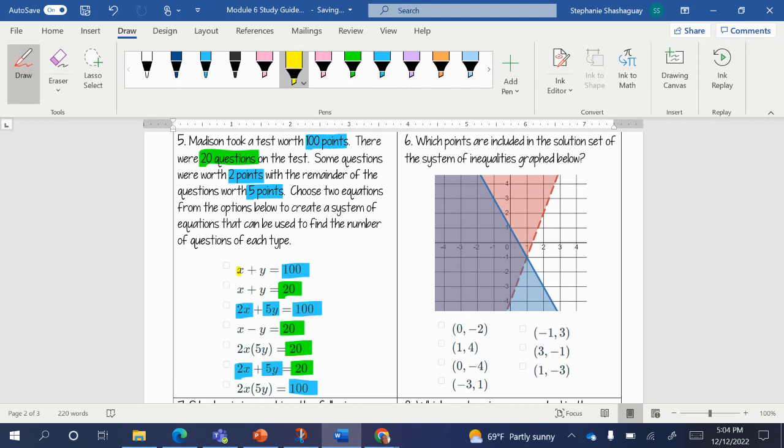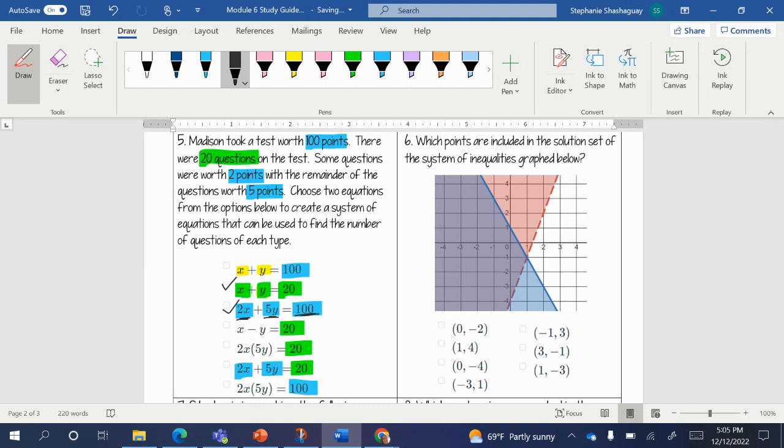Well, here, I don't know what x and y is, but I do know that there are a certain number of questions on the test. And so I'm going to assume that x plus y is equal to 20. So this here would be an answer choice because x plus y is equal to 20. And 2x plus 5y is also equal to 100 because I made sure that if I'm talking about points, that's the only equation that talks about the value of the questions and the total number of 100 points.